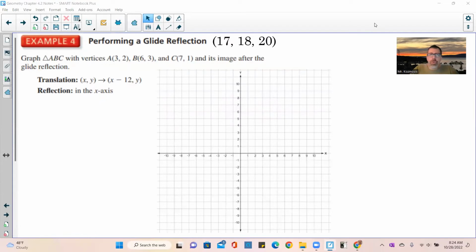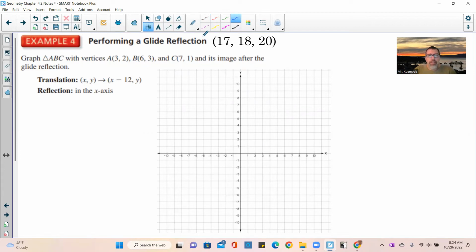Okay, example 4, performing a glide reflection. I apologize for putting a smaller graph in the notes. It's not big enough for this move. But anyhow, I had to change this and go from -10 to 10. Graph triangle ABC at the points 3, 2, which is right here.